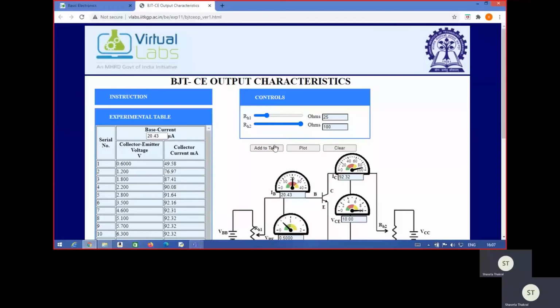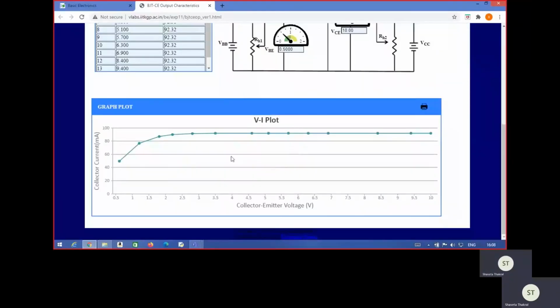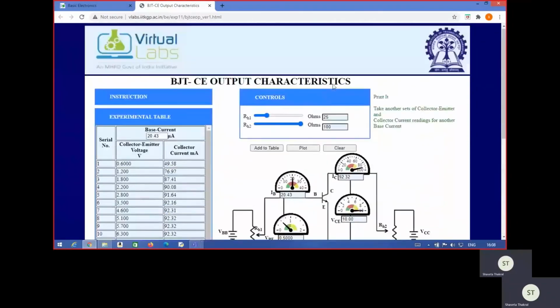So here we have another set of readings, and based on this set of readings we have another plot. So here we can see this is the second plot. Now we can take another set of readings and get the third plot, and we can compare the family of three curves as per the observations discussed. And this is all about the output characteristics of BJT in the common emitter configuration. Thank you.